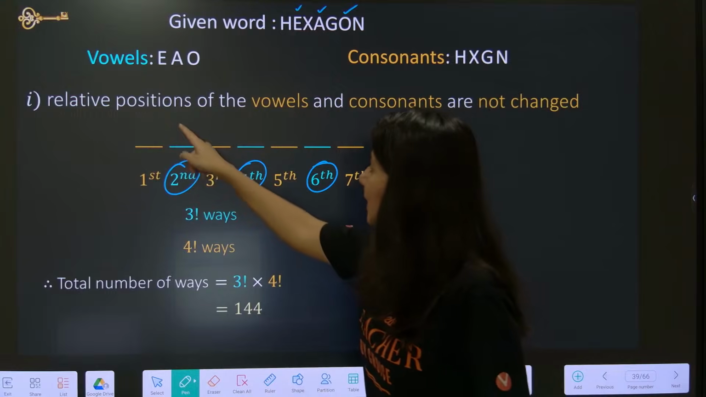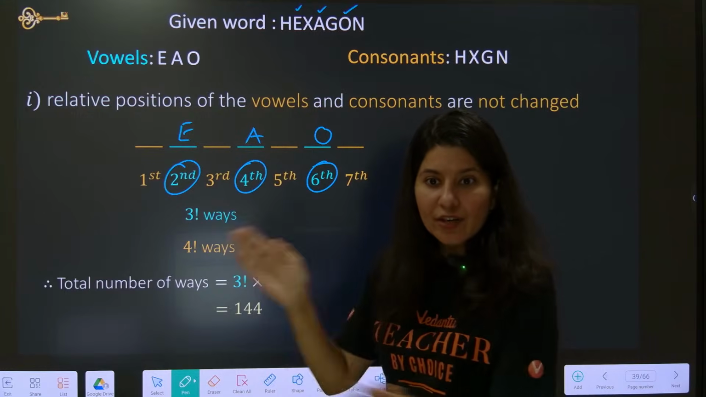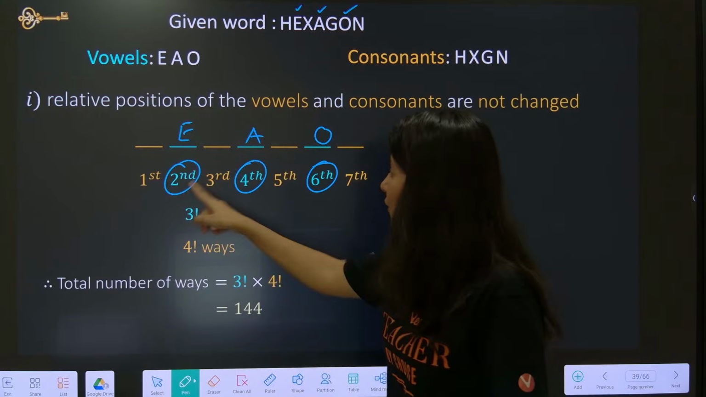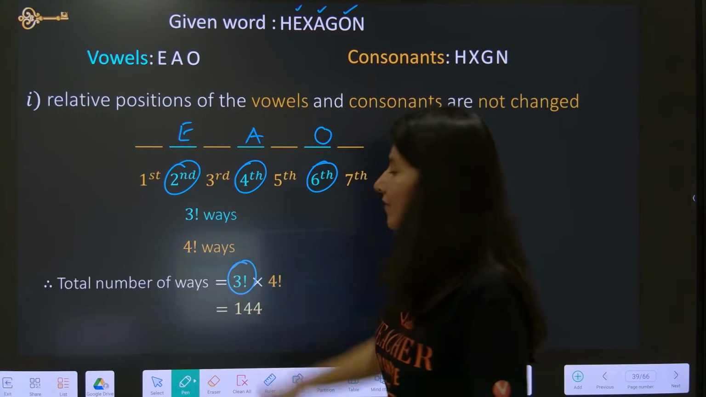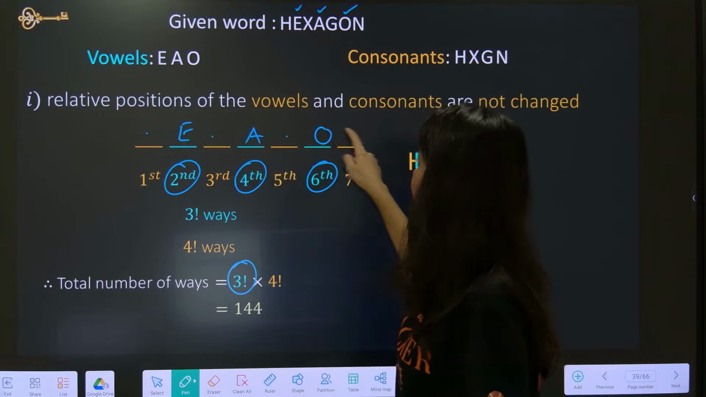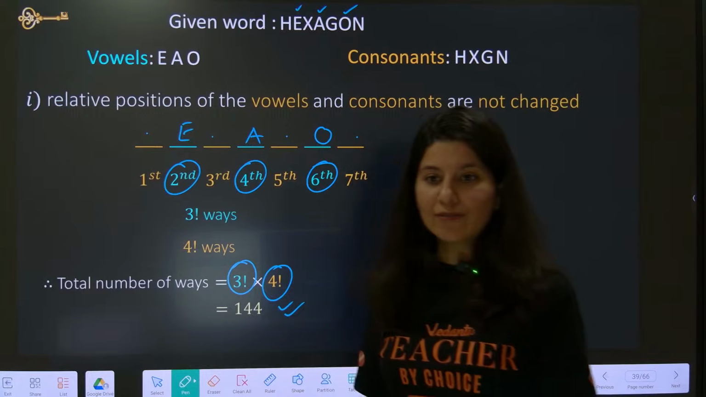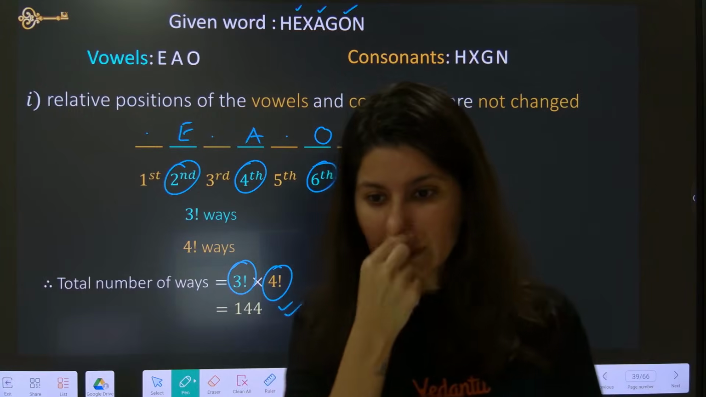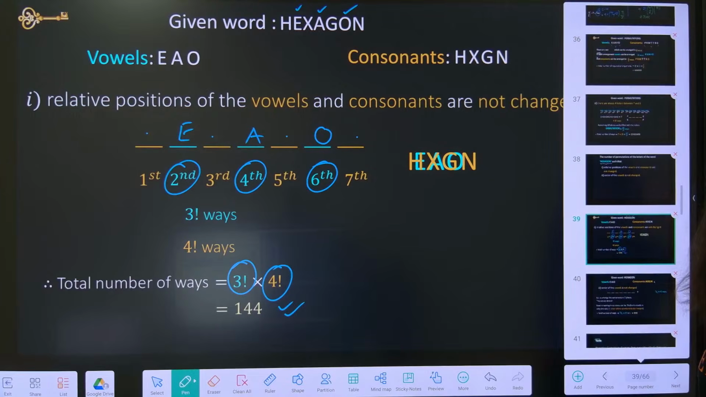So E, A and O, these three can shuffle among the 2nd, 4th and 6th positions, and that can be done in 3 factorial ways. Now the consonants, in 1st, 3rd, 5th and 7th positions, 4 factorial. So this is 144. Okay, 144. All right.